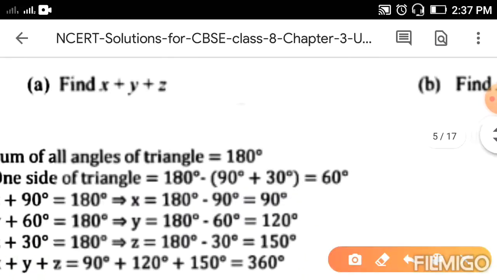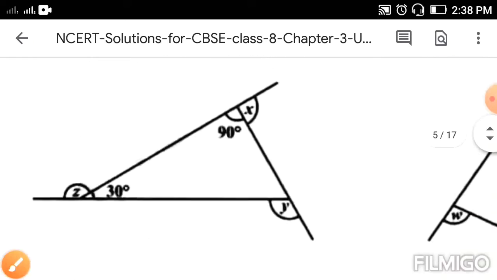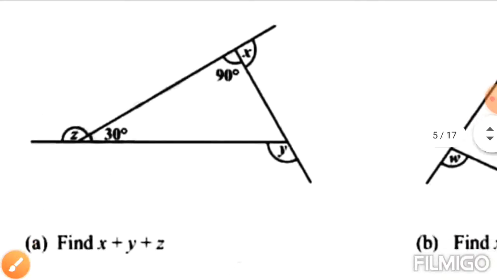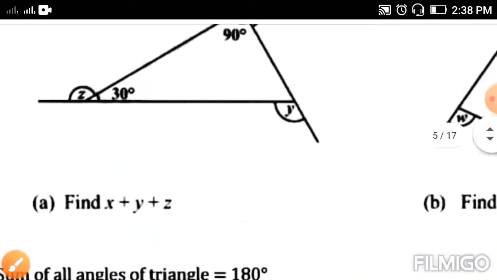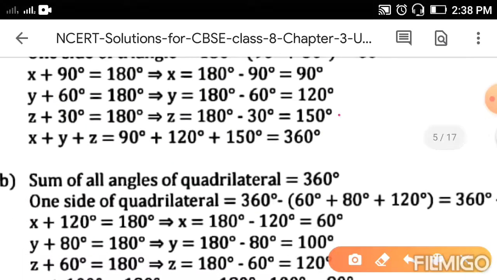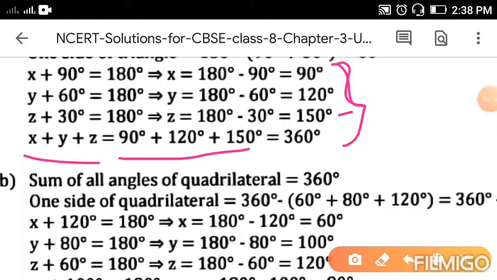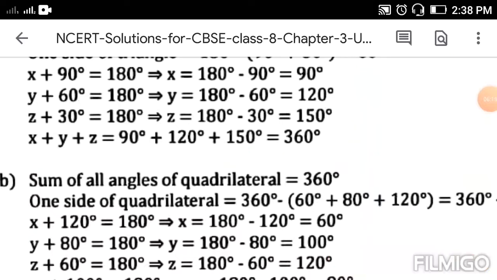Value of x: we got 90 degree, y is 120 degree, and z here, what is the angle? 30 degree. So 180 minus 30, 150 degree you will get. Okay, so you got here all three angles, 90, 120 and 150. What you have to find out? X plus y plus z. So add them. 90 plus 120 plus 150 is equal to 360 degree.